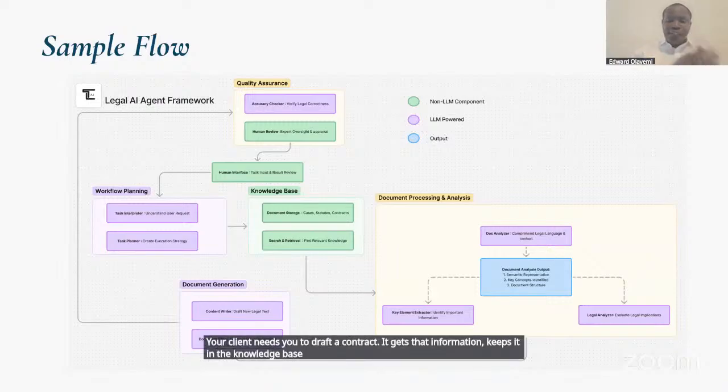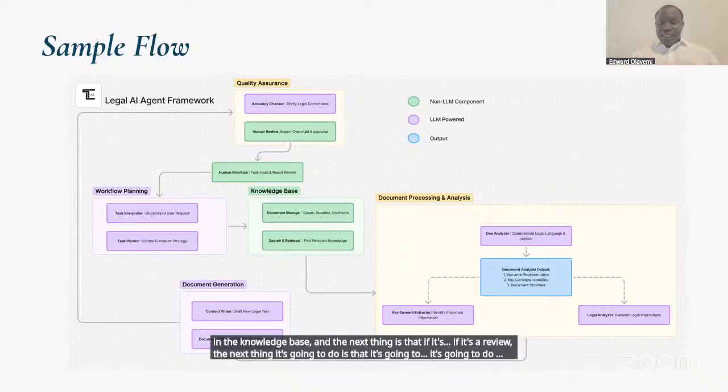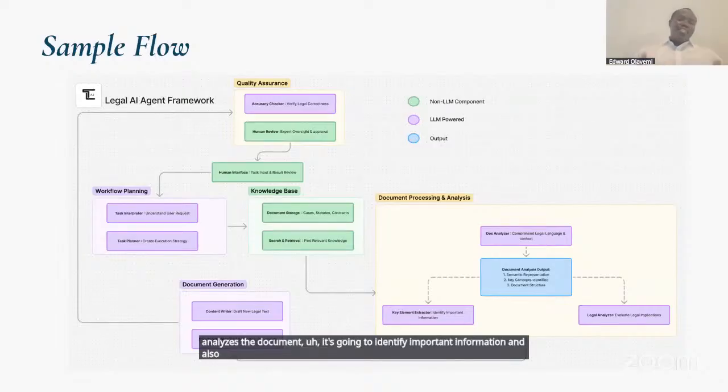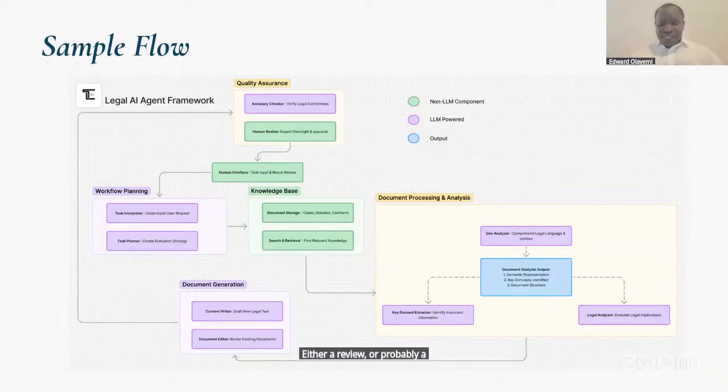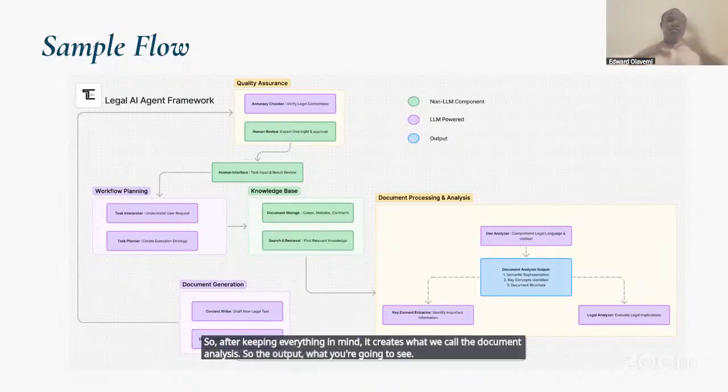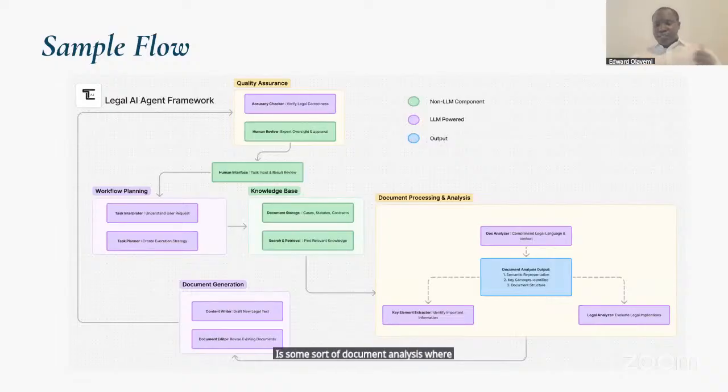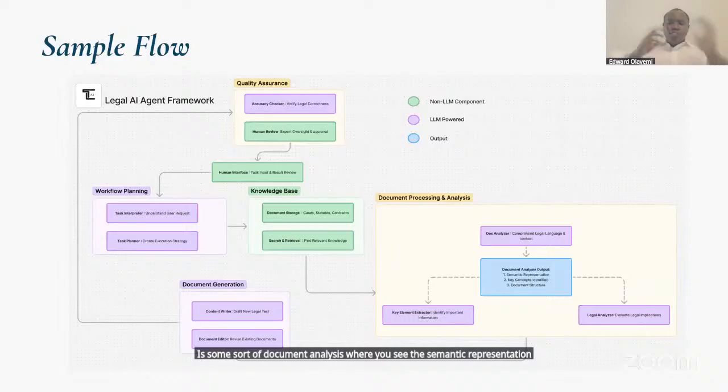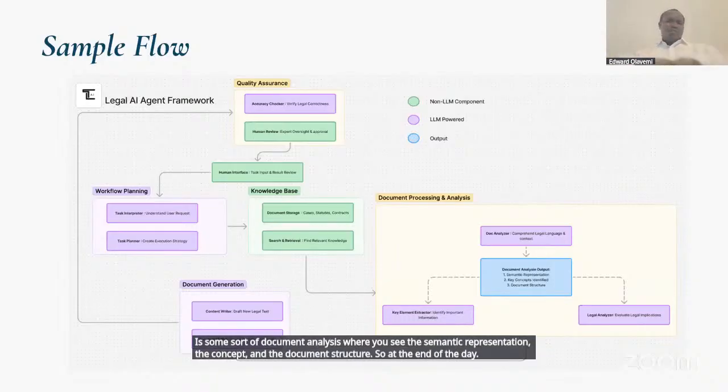And the next thing is that if it's a review, it's going to do what we call the document analysis. It analyzes the document, and once it analyzes the document, it's going to identify important information and also evaluate the legal implication. Understand, okay, what's the legal implication of this document? If it's either a review or probably a draft, it keeps everything in mind. After keeping everything in mind, it creates what we call the document analysis. So the output you're going to see is some sort of document analysis where you see the semantic representation, the concept, and the document structure. So at the end of the day, just imagine, right?